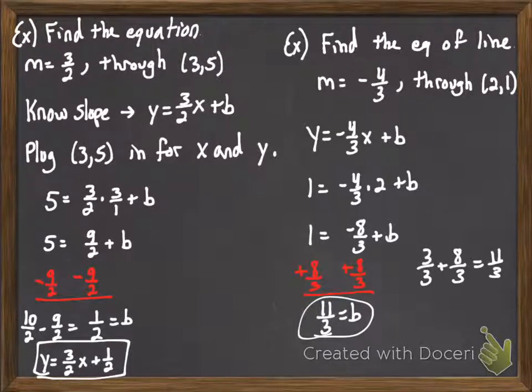Once you've gone through the work of getting the b value, please be careful and don't forget to actually write the equation. And so we write down our equation, y equals negative 4/3 x plus 11/3.